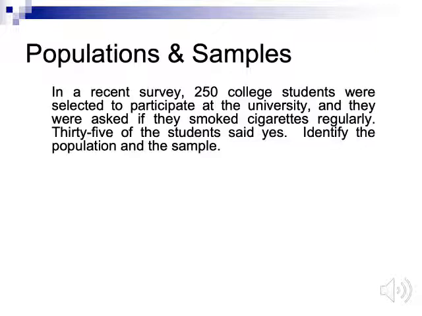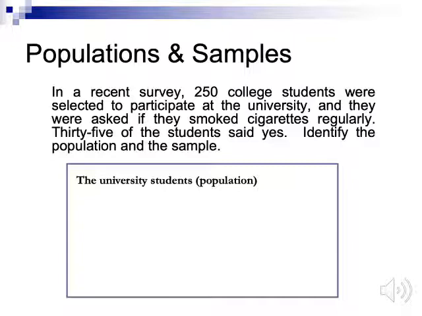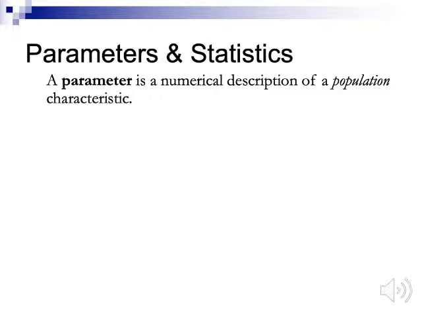Okay, so in a recent survey of college students in a university, 250 were selected to participate, and they were asked to answer whether they smoked cigarettes regularly, and of the 250, 35 of them said yes. So the population here is the university students, all of the students in the university, while the sample consists of that 250 who participated in the survey, and the 35 who said yes is what you call a sample statistic.